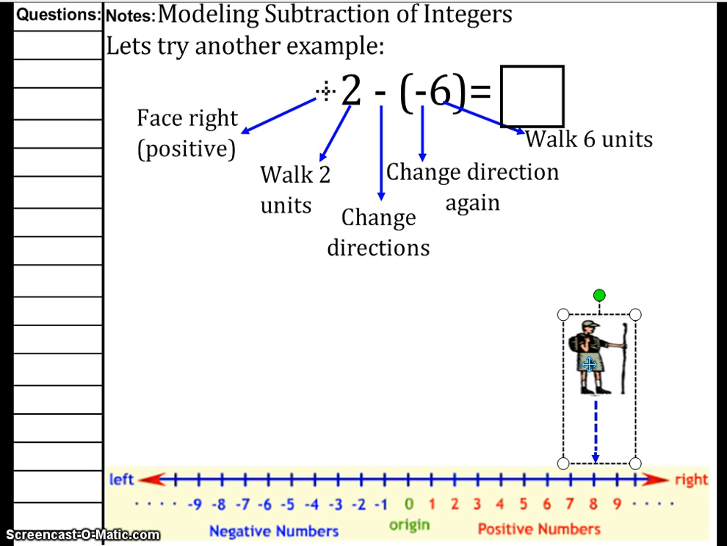So we landed on positive 8. So positive 2 minus negative 6 equals positive 8. I already know some of you are like, whoa, what just happened? So let's do a few more questions together.